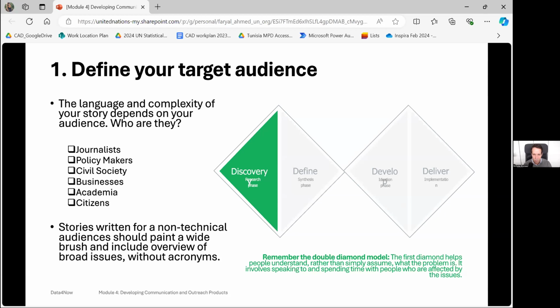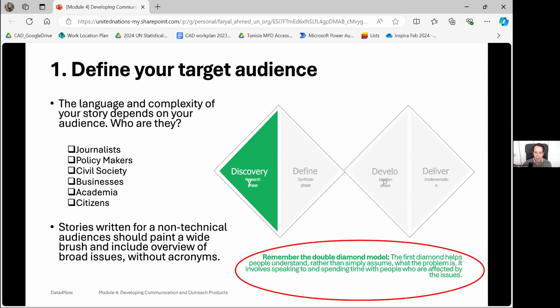In the next slide, of course, what I'm doing is I'm highlighting the first session, which was the double diamond model, to remember when you are looking at how you are going to build your data visualizations, using that discovery that you did at the beginning to really align as well with the story that you're telling.